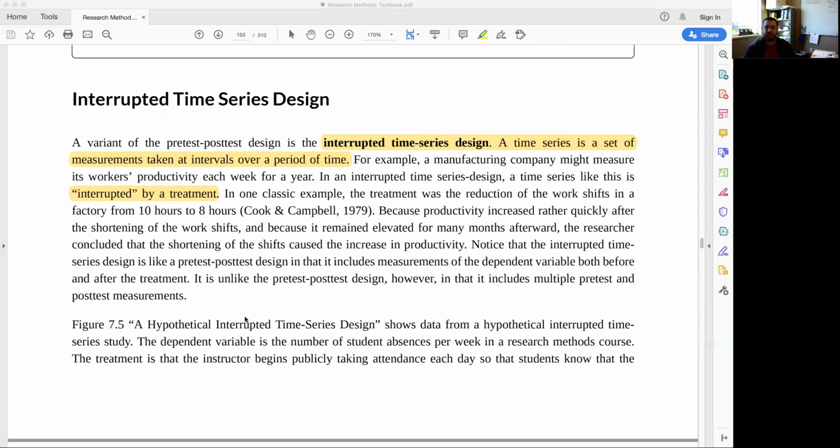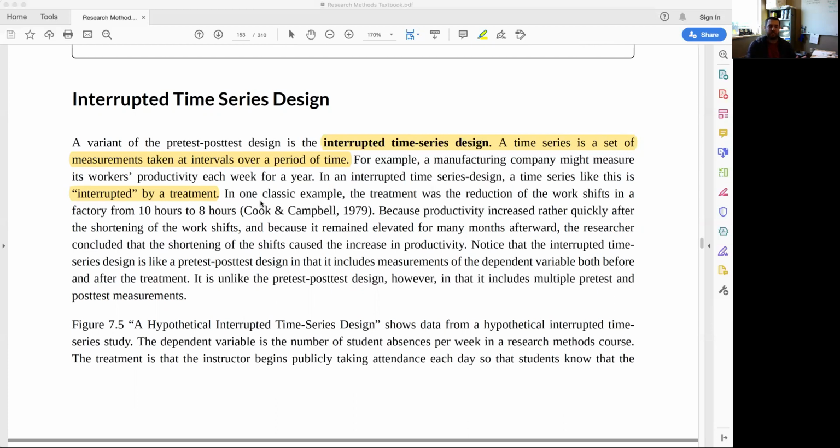So interrupted time series tries to address that. Ultimately, you take measurements at different intervals over a period of time, and the interrupted part is you introduce the treatment. So again, whatever that means, we typically think of treatment in medical terms, but it can be anything of interest. So one example here is a company whose treatment was to reduce work shifts from 10 hours to 8 hours. And they want to see, does that actually make a difference long term?